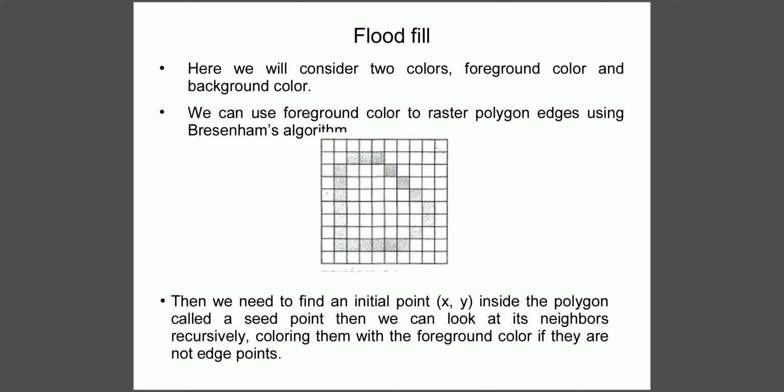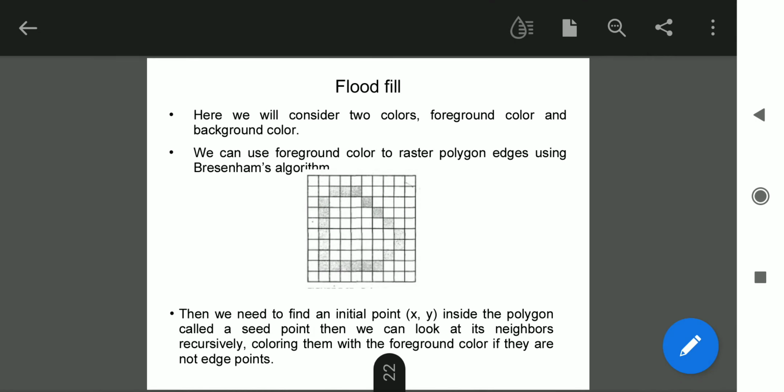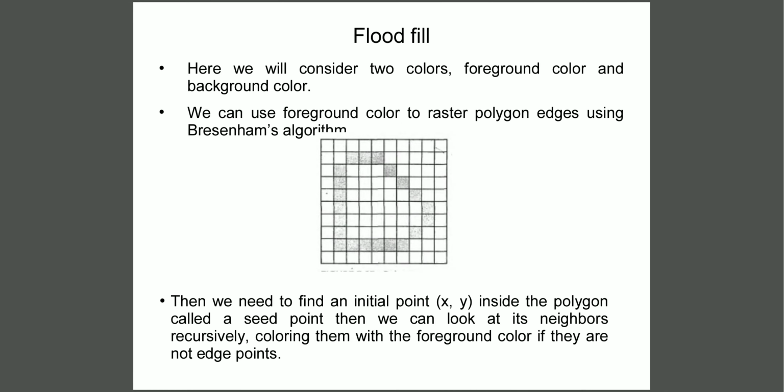In the third step, we select a random point called the seed point, and then we check the color of the seed point. If the color of the seed point is the background color, we'll update it with the foreground color, because all the pixels inside the polygon need to be filled with the foreground color. Because of that, the seed point color gets updated with the foreground color. After that, we need to identify all the neighbors of the seed point. Neighbors are nothing but the neighbor pixels of the seed point.